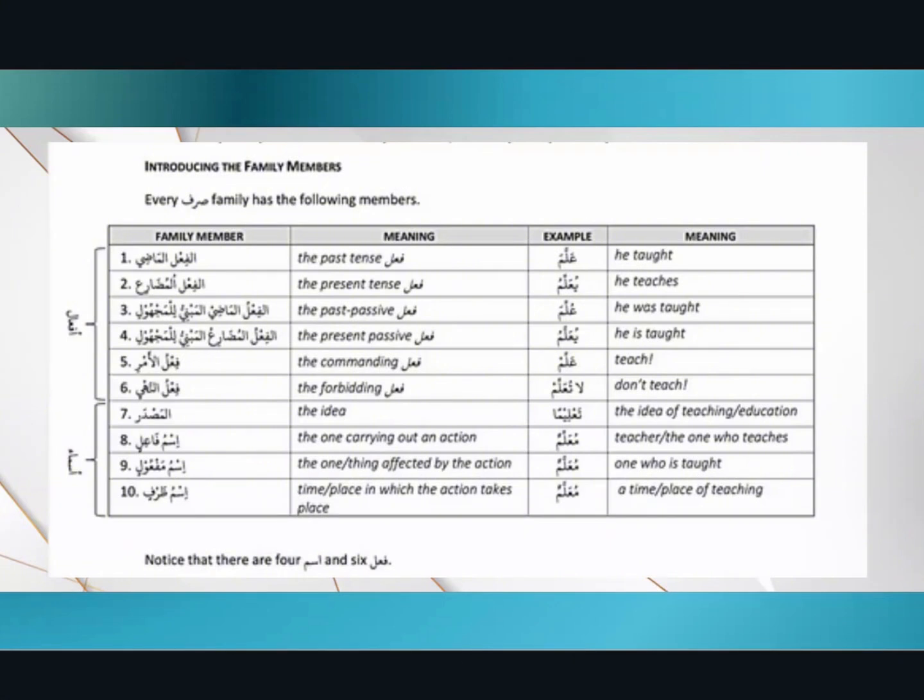Allama, yu'allimu, ullima, yu'allamu, allim, la tu'allim, taliman, mu'allimun, mu'allamun, and mu'allam. So these are the words, and we will come across them again and again till we perfect them.